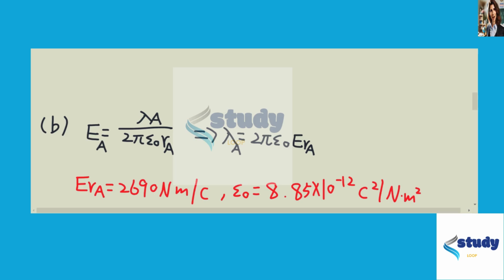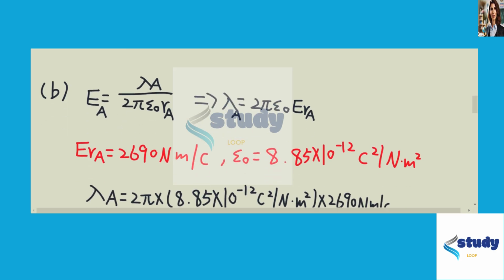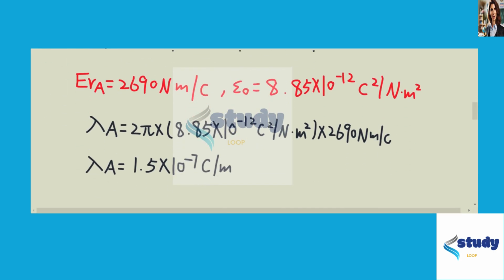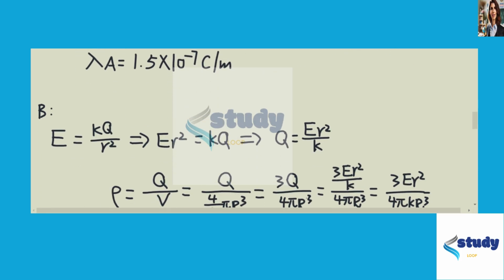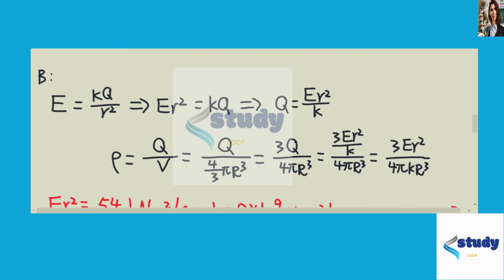ERA. So if you take a look at the table for A, if you do some calculation, you realize that the average value for ER in A is about 2690 Newton meter per coulomb. And we know epsilon 0 is equal to 8.85 times 10 to the power negative 12 coulomb squared per Newton times meter squared. So if we plug into the equation, we eventually have lambda A is equal to 1.5 times 10 to the power of negative 7 coulomb per meter.